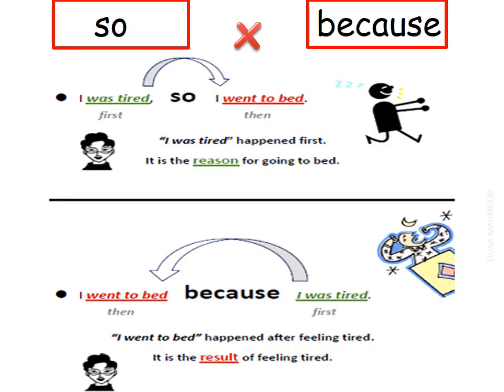So versus because. I was tired, so I went to bed. I was tired is the first action, so the next action is I went to bed. I was tired happened first. It is the reason for going to bed, okay? But because: I went to bed because I was tired. I went to bed happened after feeling tired. It is the result of feeling tired.